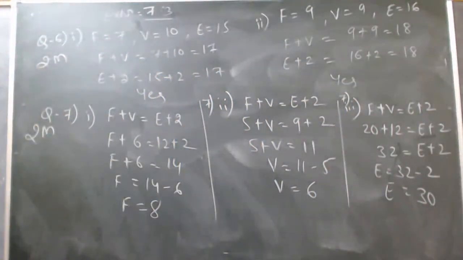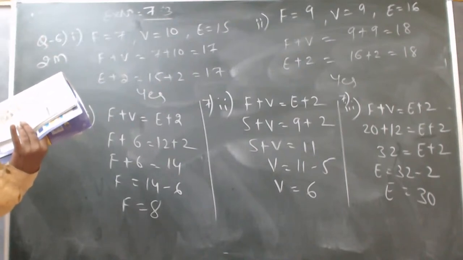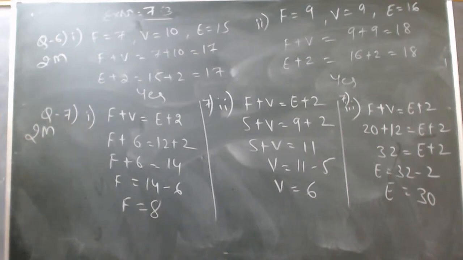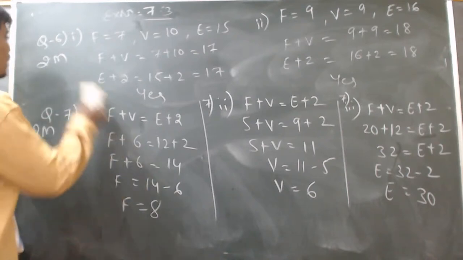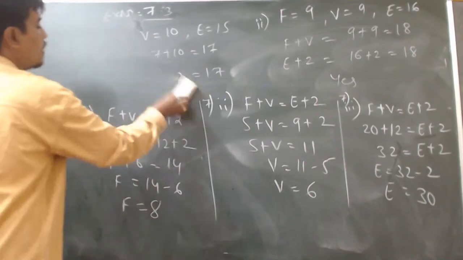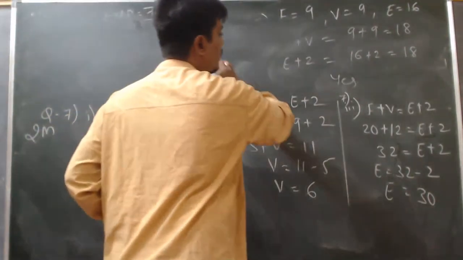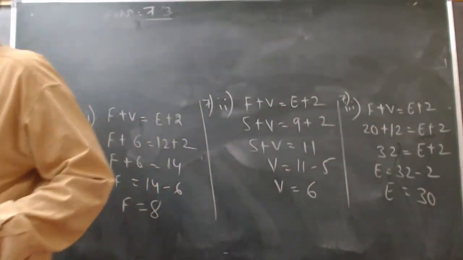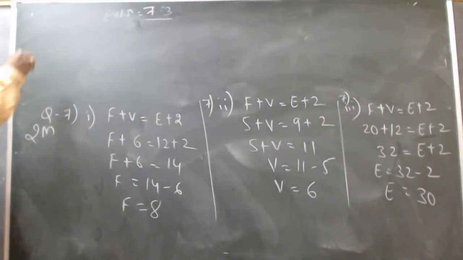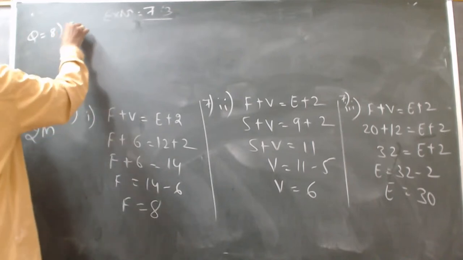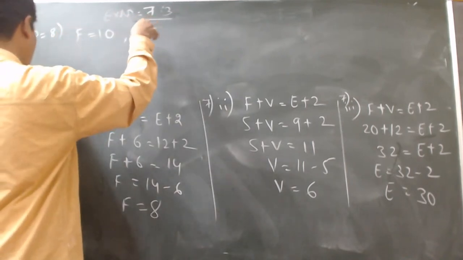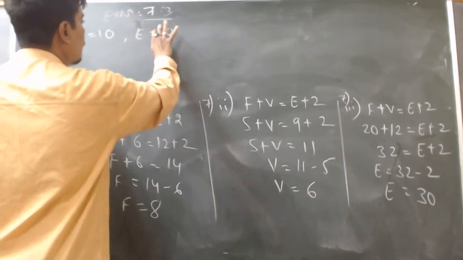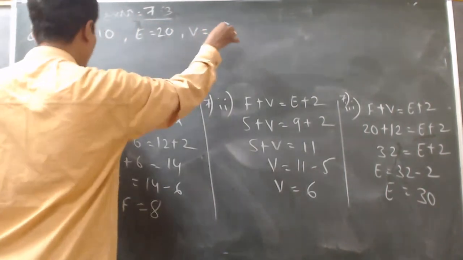And the last of this exercise: can a polyhedron have 10 faces, 20 edges and 15 vertices? We can find out. For that, again we write the same Euler's formula and we should verify. If both answers come the same, yes, it is a polyhedron. If both answers don't come the same, it is not a polyhedron. Note what they have given. It is like question 7, but we have to compare it. Already it is given that faces are 10, edges are 20, and vertices, how many do they give?